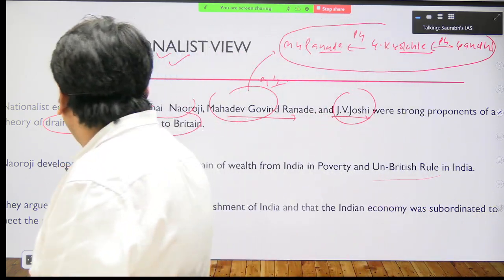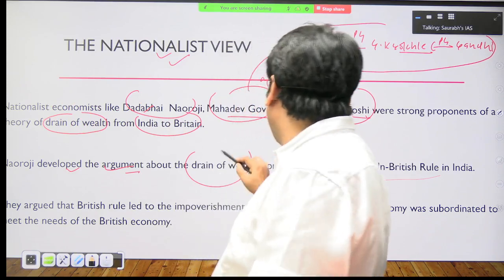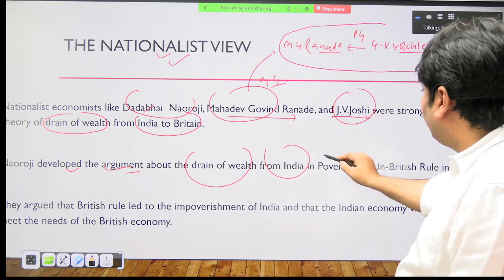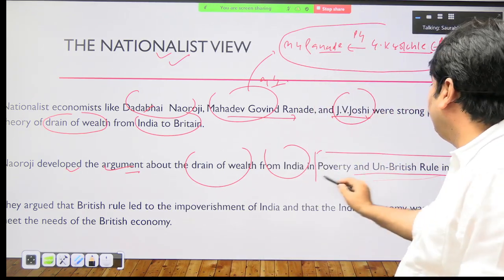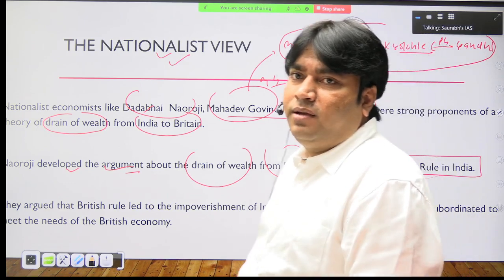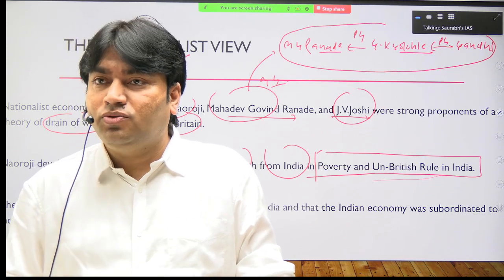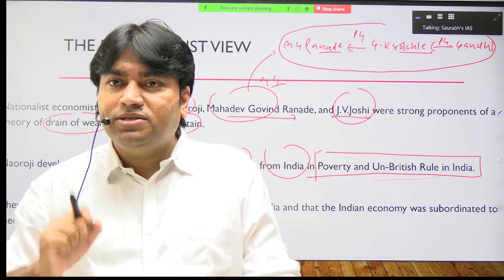Now Naoroji developed this argument about the drain of wealth from India, and he wrote a book, and the name of that book was Poverty and Un-British Rule in India. What is the name of the book? Un-British Rule. And what is un-British rule? Why has this word been used?